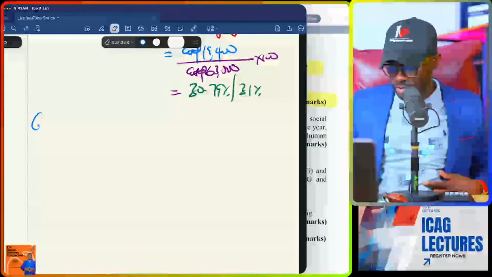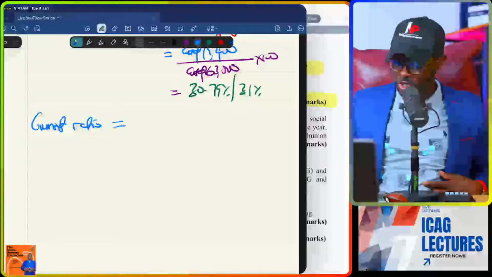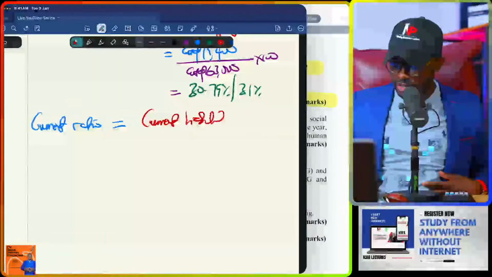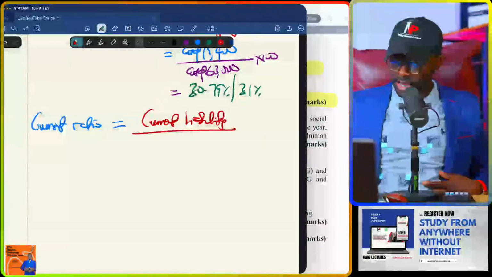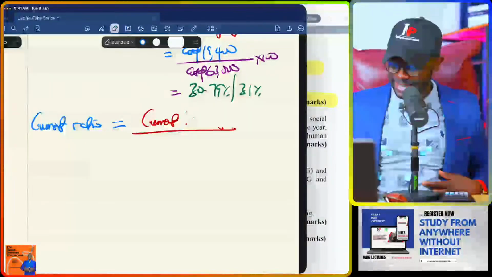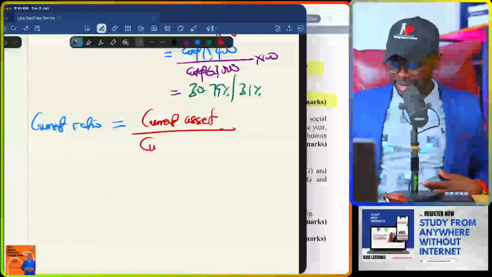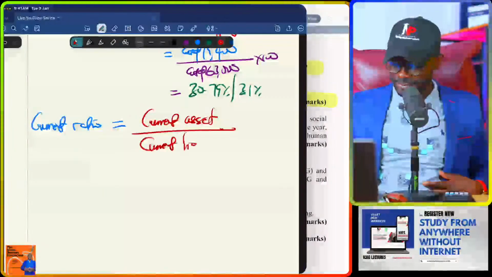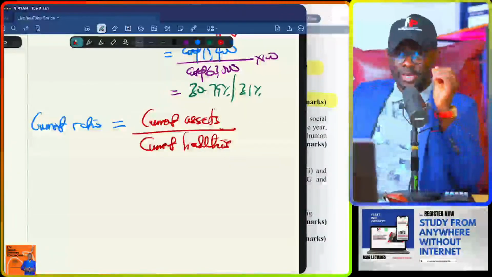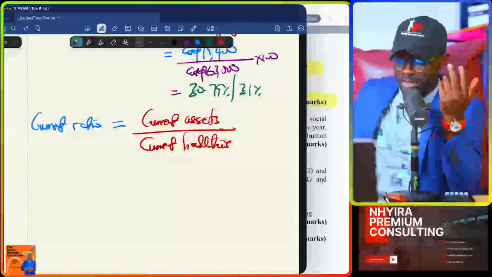So current ratio equals your current assets divided by current liabilities. This is assessing the ability of the entity to pay its short-term debt as they fall due.